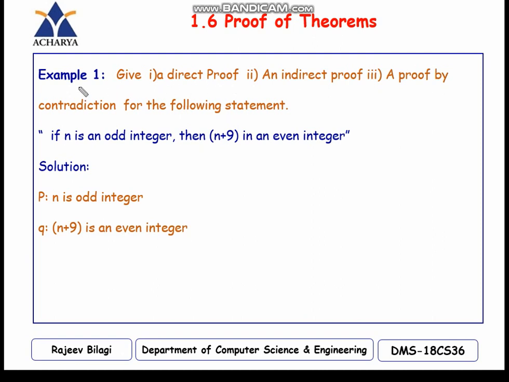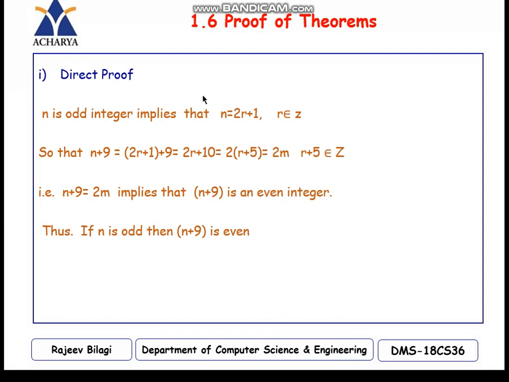Next, we will see one example of how to use these three proofs. Give a direct proof, indirect proof, and proof by contradiction for the following statement. The statement is: if n is an odd integer, then n plus 9 is an even integer. So I will take P as n is an odd integer and Q as n plus 9 is an even integer.